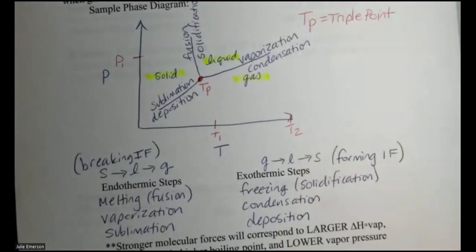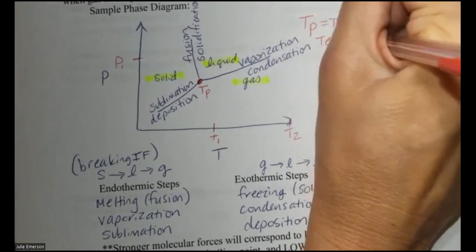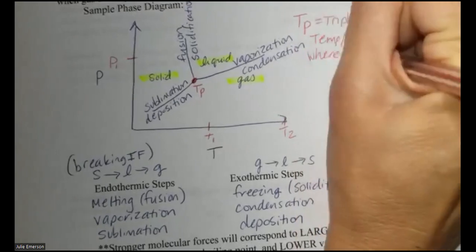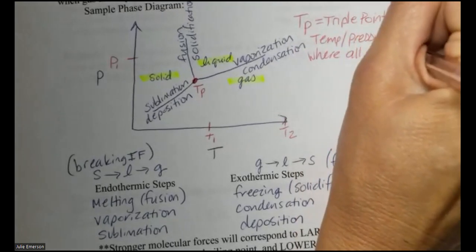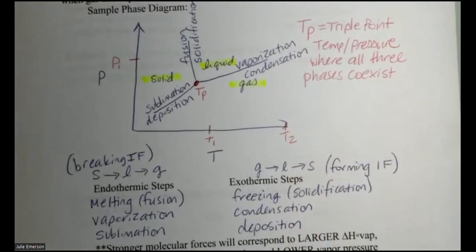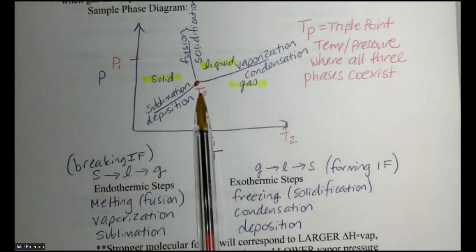All right, triple makes sense. All three curves come together. And what's fun about this is it is the temperature and pressure where all three phases coexist in equilibrium. So it is possible at a certain temperature and pressure to get ice, liquid, and gas all together in equilibrium. All right. And that would be true for any substance, but that's called the triple point.